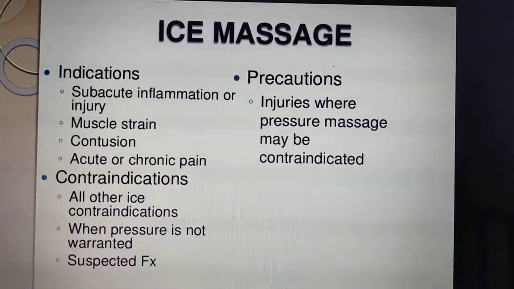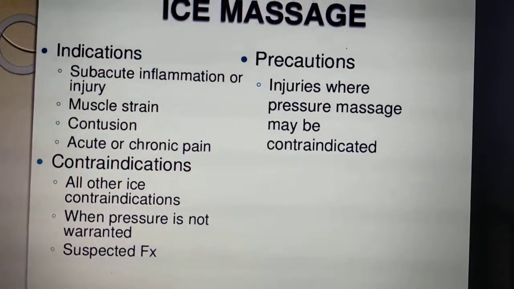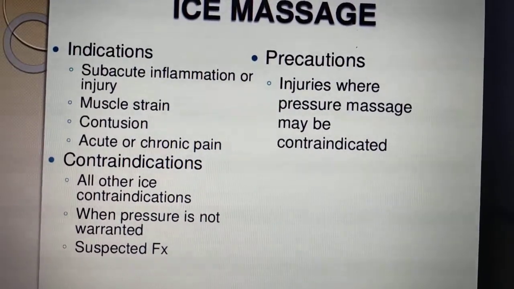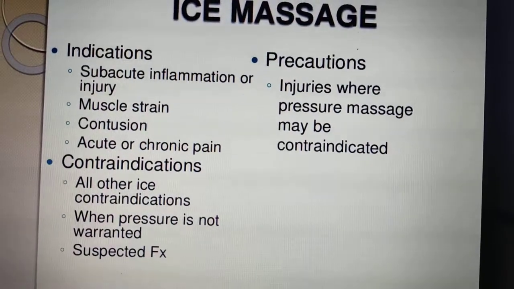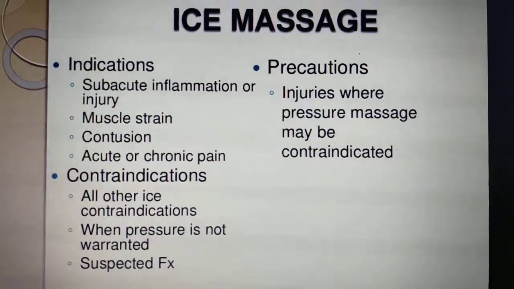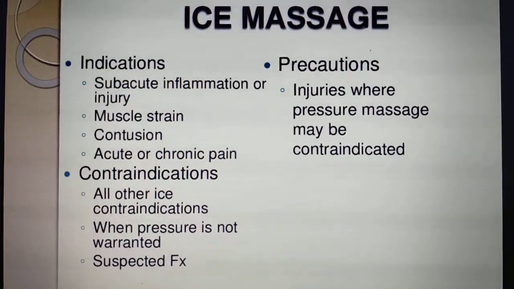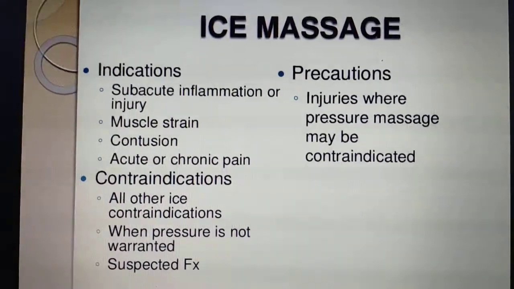So what are the indications for the ice massage? Direct ice we can use here. The indications are subacute inflammation or injury or muscle strain, and contusions. Contusion means some bluish discoloration will happen due to some injury. Then acute and chronic pain we can use it for.